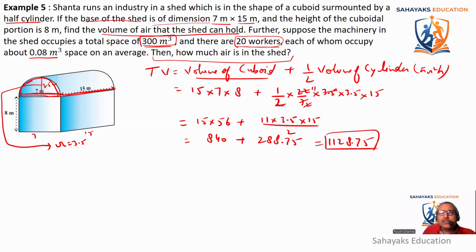So it is this much meter cube. Volume is always measured in meter cube. Now we need to subtract 300 meter cube, the second part. So this part is done.